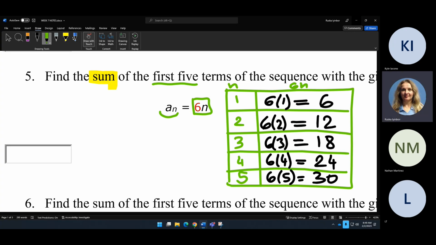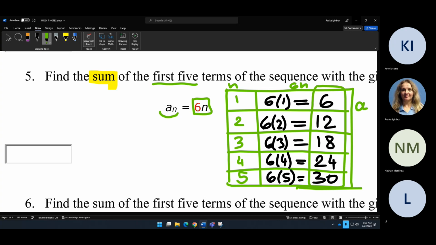And then this is your sequence. This is your list of numbers, right? We have 6, 12, 18, 24, 30. Those are the first 5 numbers. Now, what you need to do with those numbers, you have to add those numbers. So add all those 5 numbers, and that's gonna be the answer. 90.